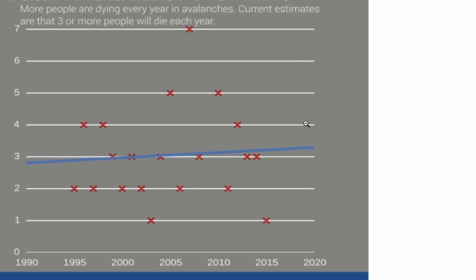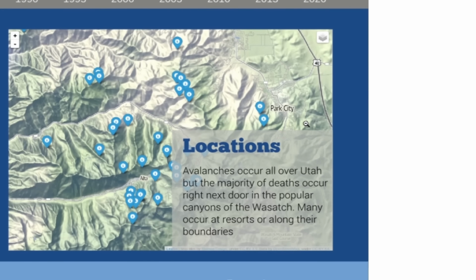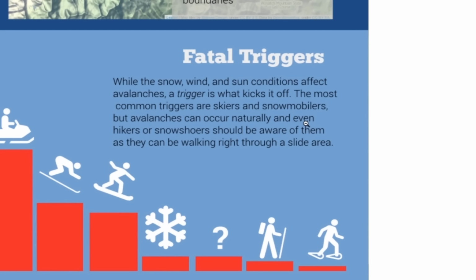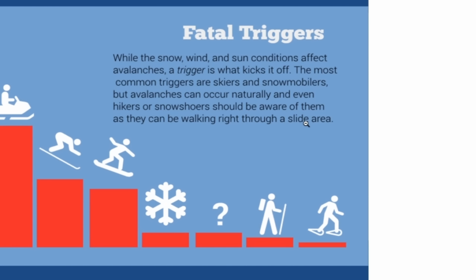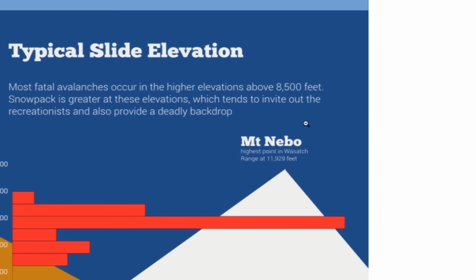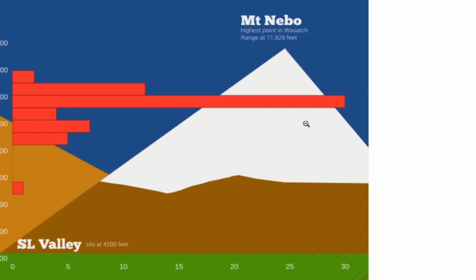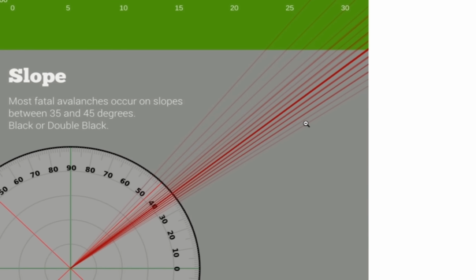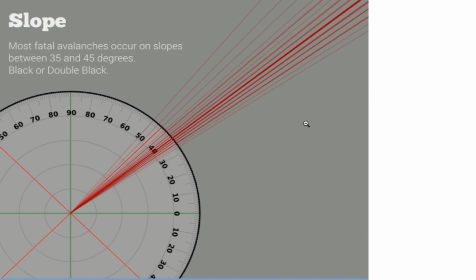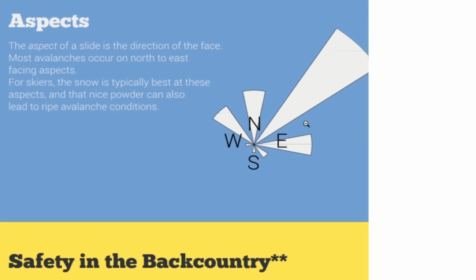We have the locations of these avalanches where they occurred on a map. We have the types of triggers that triggered the avalanches. We have a little histogram that's sideways here that says what the elevation is where the avalanches typically occur. We have another chart here showing the slopes of the avalanches, and a little graph here showing the aspect. The aspect is the direction of the slide, so north facing or east facing or whatever. Let's look at how I did that.